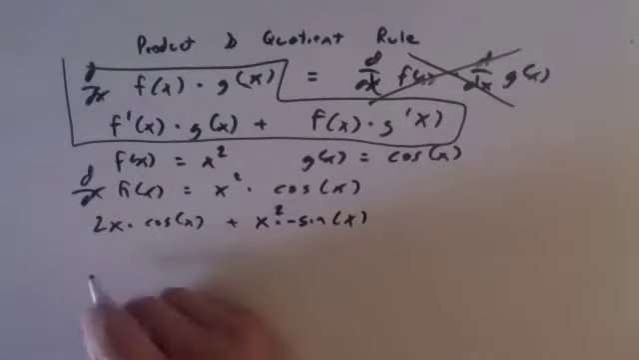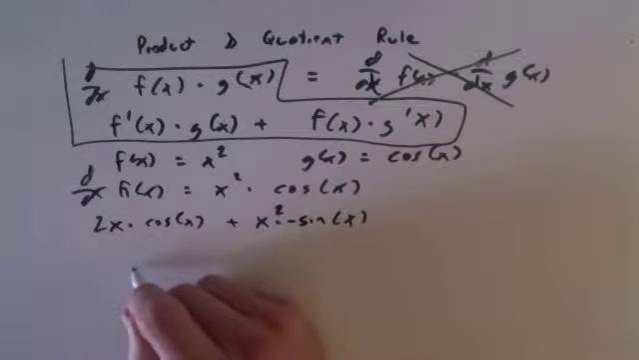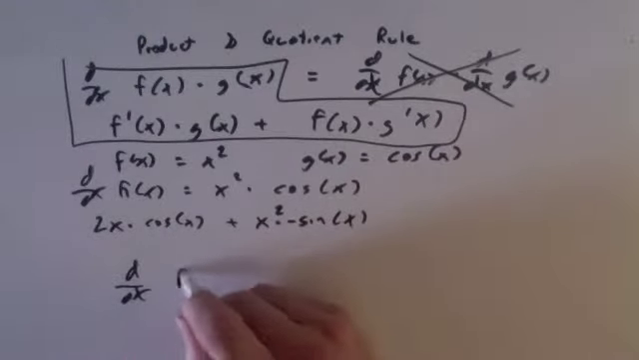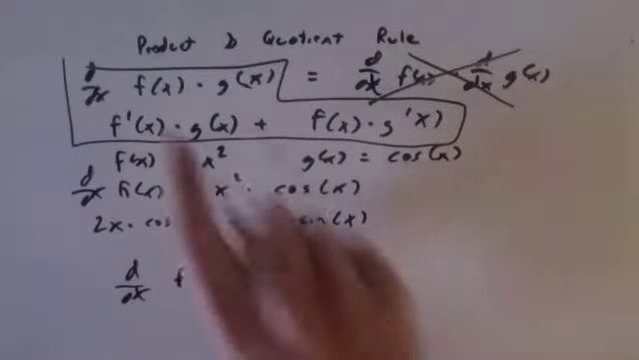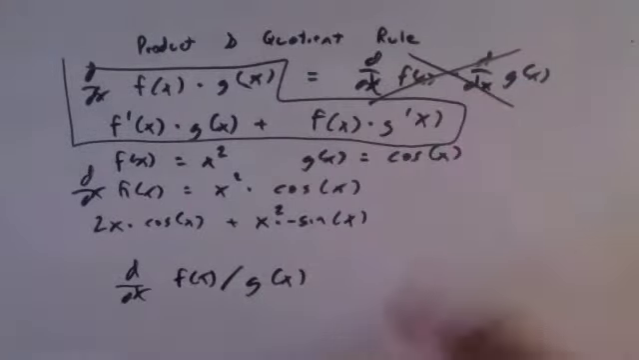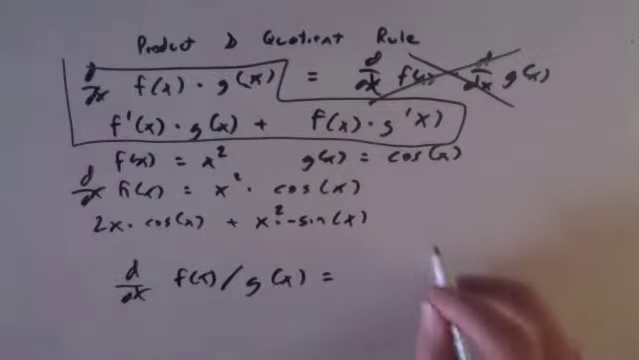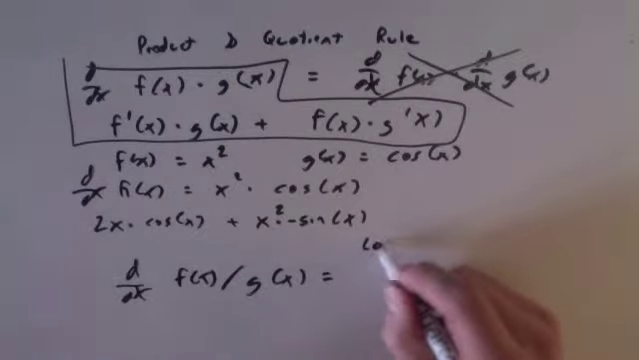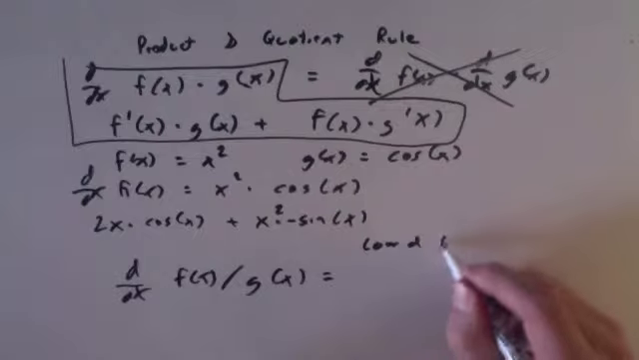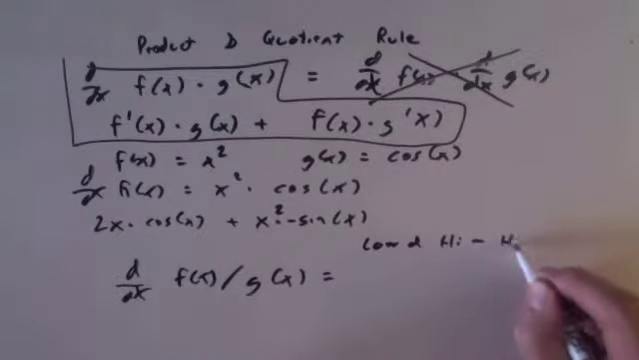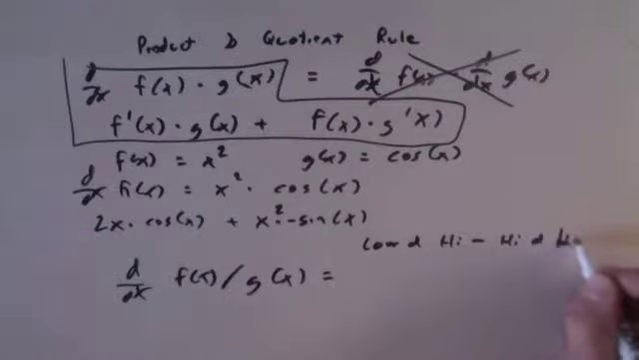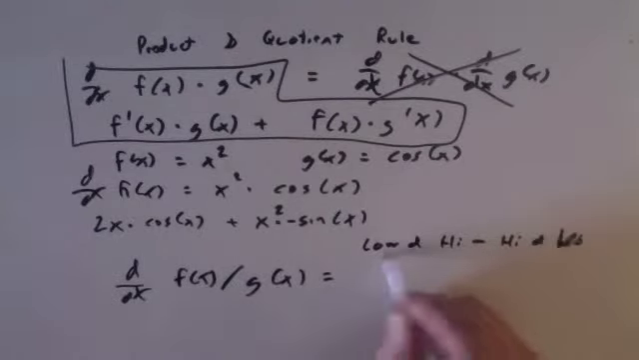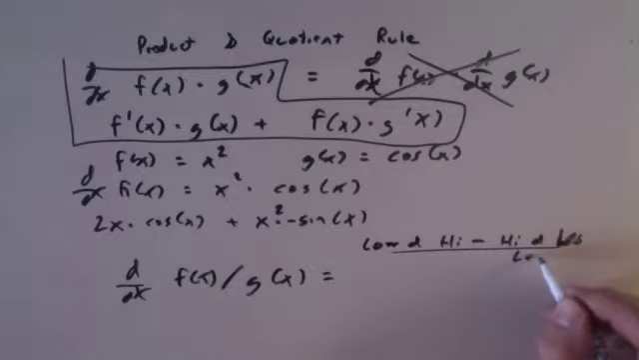And real quickly, there is also the quotient rule, which is if I wanted to take the derivative of f of x divided by g of x. Again, this simple methodology wouldn't work. This is a lot more complicated. I like to think of it as low d high minus high d low, over low squared.